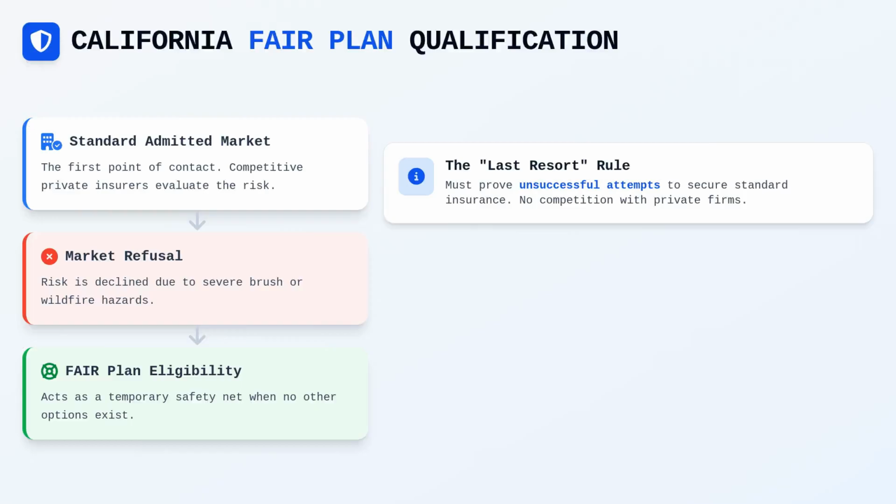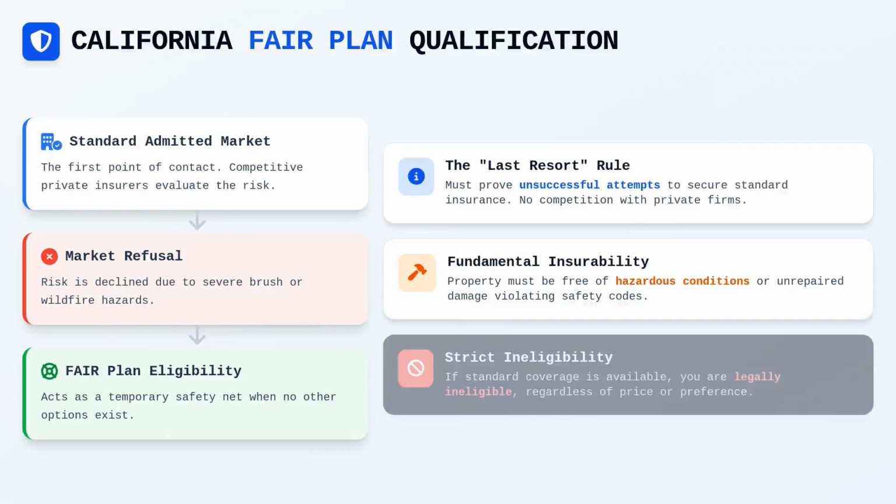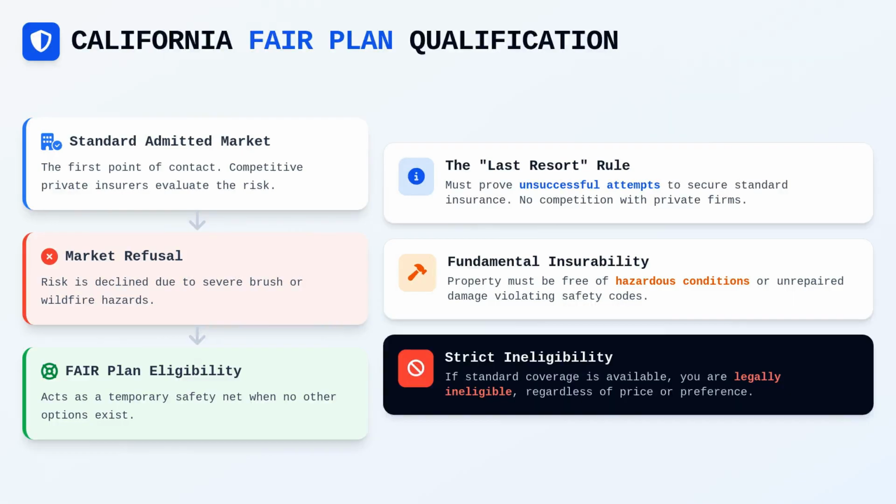The underlying principle relies on the property being fundamentally insurable, meaning it must not possess uncorrected hazardous conditions or extensive, unrepaired damage that violates basic safety codes. If a homeowner can secure coverage from a standard private insurer, they are legally ineligible for the FAIR Plan, regardless of premium pricing or geographic preferences.